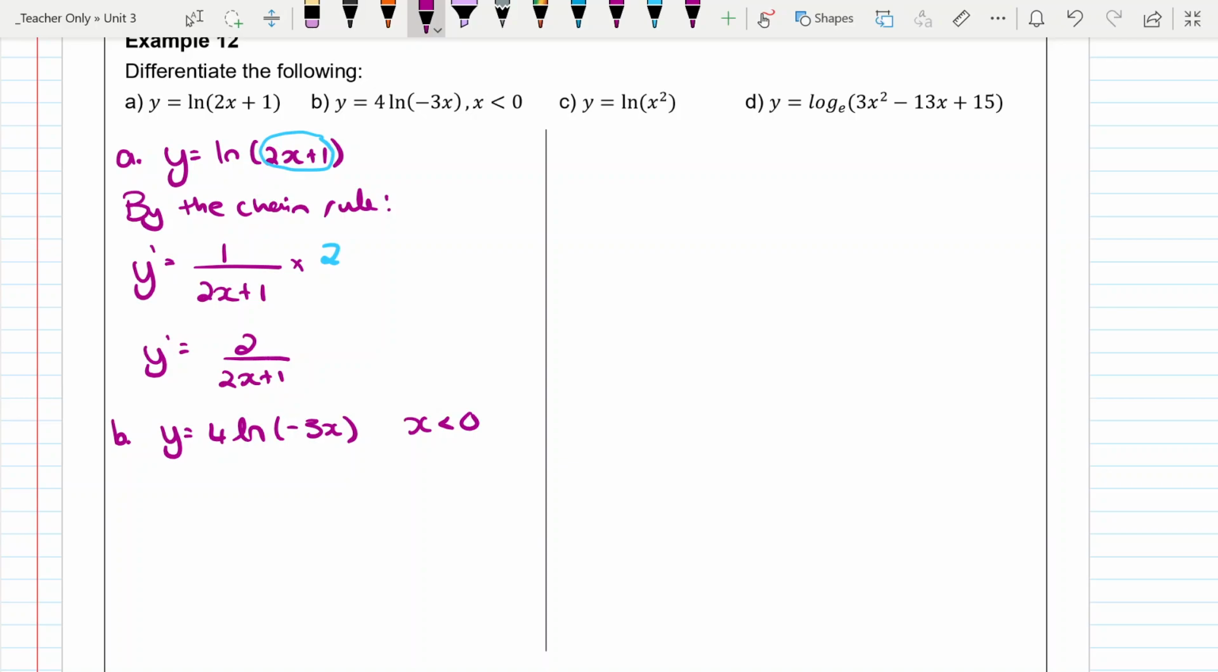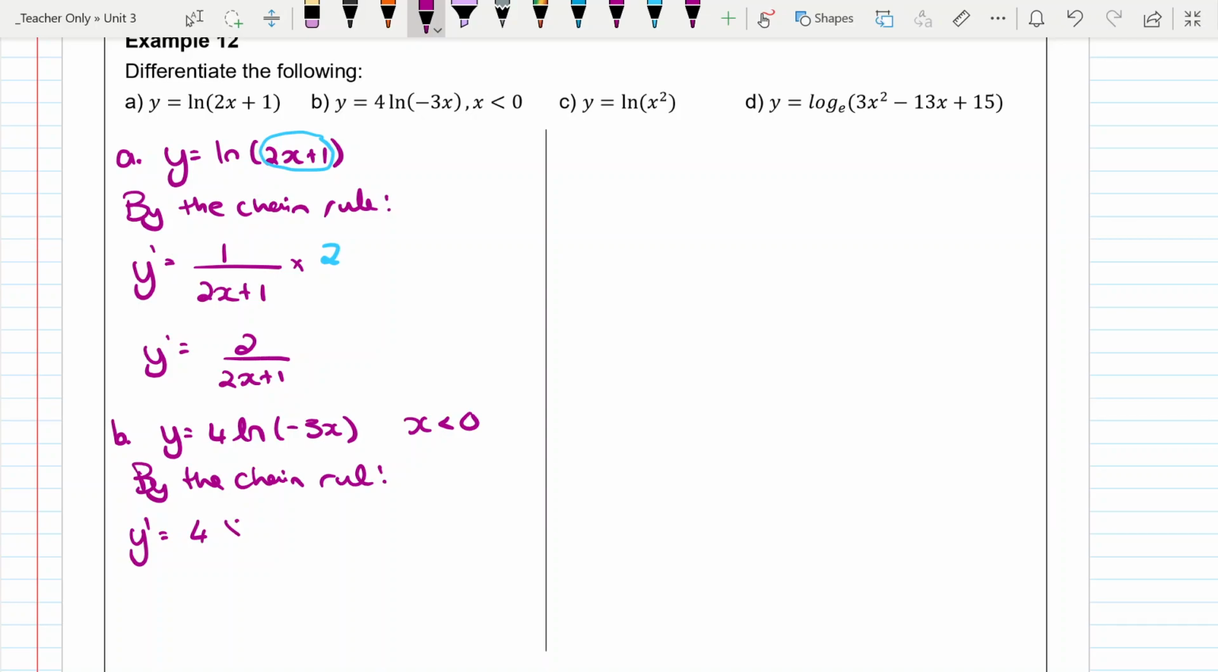Now, in this case, yes, we could split it out and have 4 ln of negative 3 multiplied by 4 ln of x, but there's no real benefit in doing that. We can just use our chain rule. So by the chain rule, we have that y dashed is equal to, now we have 4, the constant doesn't make any difference to our derivative there.